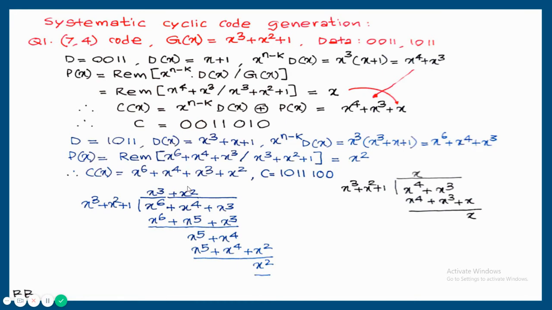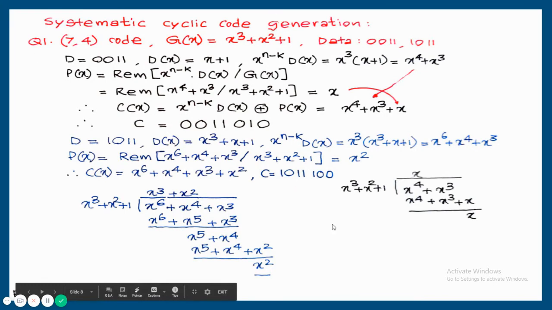So that division I am showing here. X raised to 4 plus x cube divided by x cube plus x square plus 1. What we want to do, we just want to cancel the most significant term. So quotient is x. X into x cube, x raised to 4, x into x square, x cube, x into 1, x. So the remainder is x.